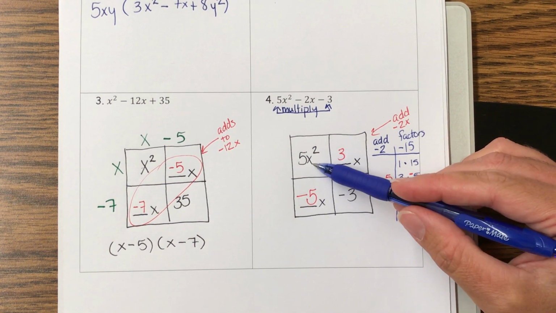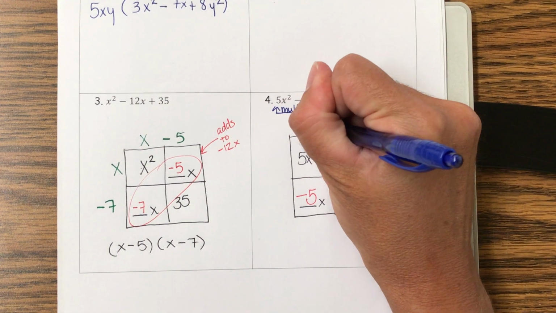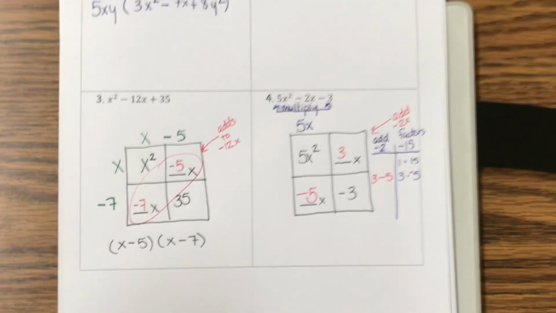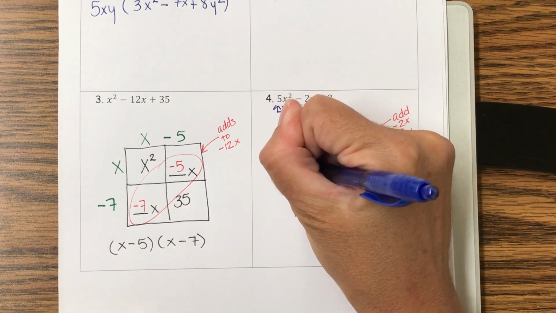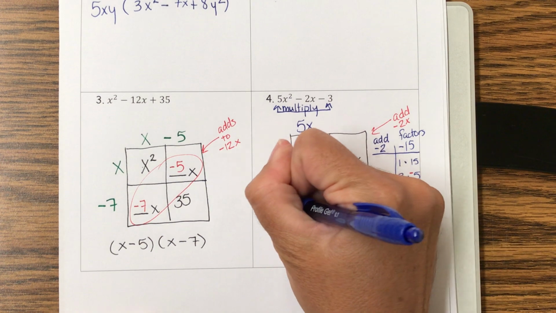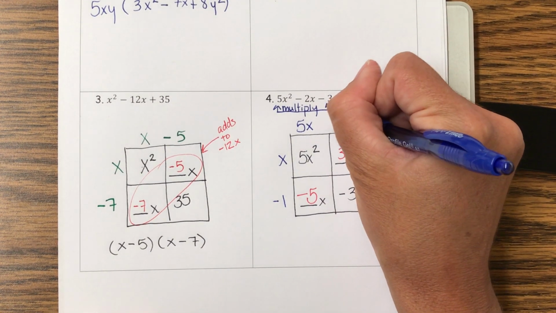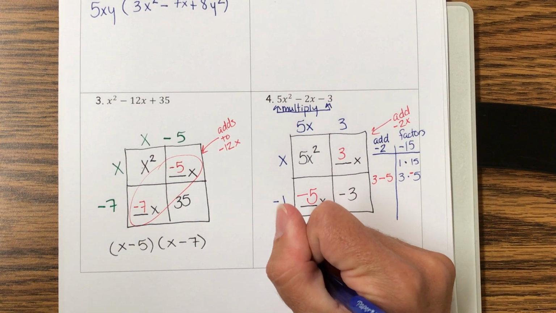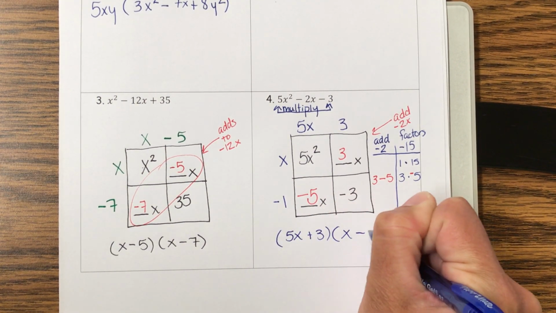GCFs. So 5x squared and 5x, what do these two terms have in common? They have a 5x in common. Now that I've got my starting point, I can fill out the rest very easily. So 5x times what is 5x squared? 5x times x. 5x times what is negative 5x? Negative 1. X times what is 3x? X times 3. And 3 times negative 1 is negative 3. So I have my dimensions, 5x plus 3 by x minus 1.